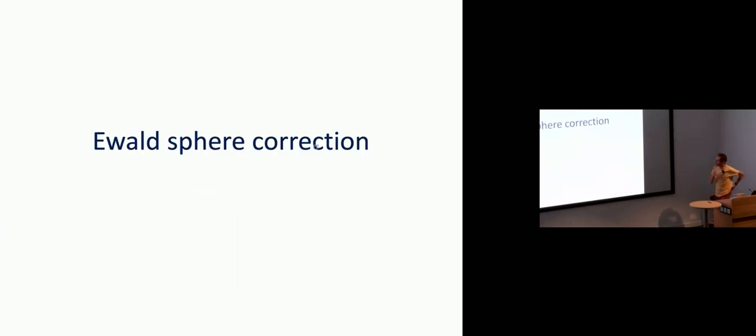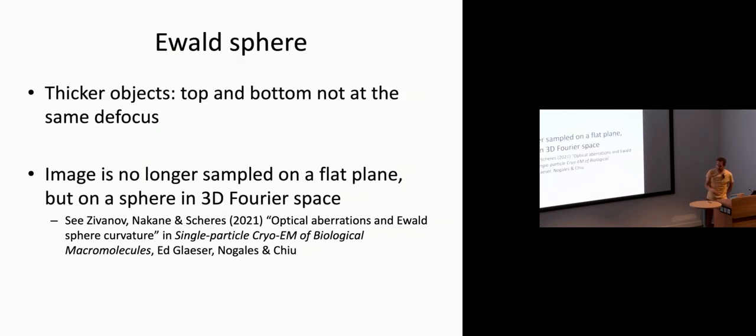Okay, Ewald sphere correction, also mentioned by Richard on the first day. One useful way to think about the Ewald sphere in real space is that if you have a relatively thick object, a large virus or a big ribosome, then the top of the object is at a different defocus than the bottom of the object. And now you can derive the math for that. If you're interested, I recommend this chapter that we wrote in this book. I don't think the LMB actually subscribes to it, so just come to me for the PDF.